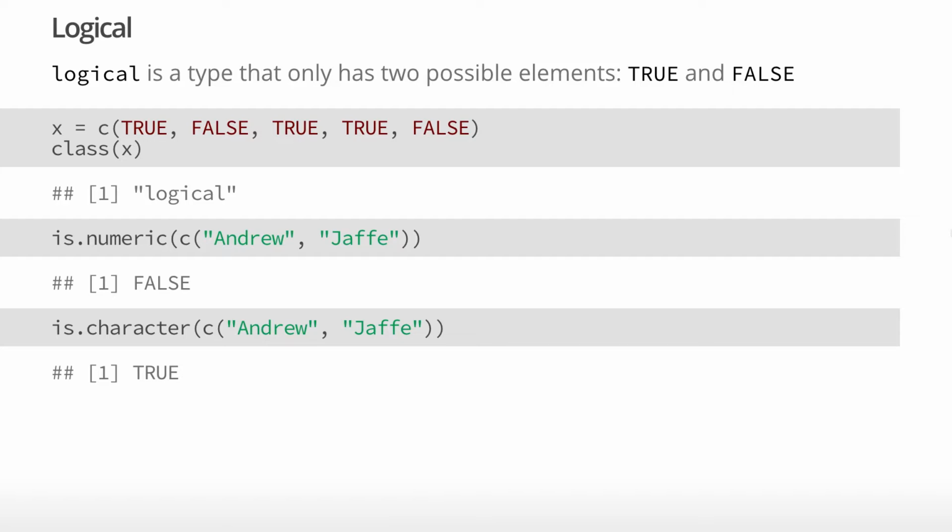Okay? Because remember, vectors can only have one type in it. Either you have characters, or you have numerics, or you have logicals. Vectors only can contain one thing at a time. So when we say is.numeric, it gives us one value back. So is that vector numeric, yes or no? The answer is FALSE. Is it a character? Yes, it is. Okay?